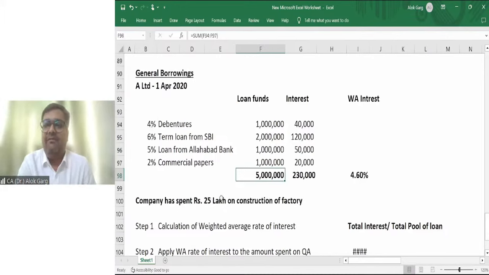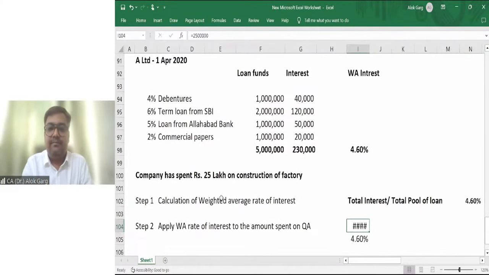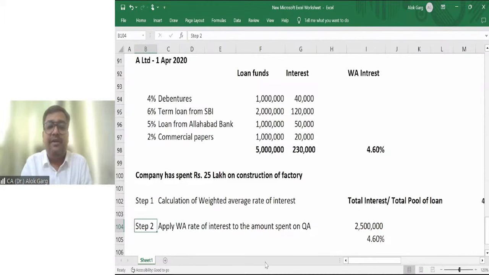The remaining 25 lakh must have been used at different places. Okay? So step number one, calculation of the weighted average rate of interest. We have calculated that interest divided by total pool of loan comes out at 4.6%. Very simple. Now step number two: apply the weighted average rate of interest to the amount spent on the qualifying asset.